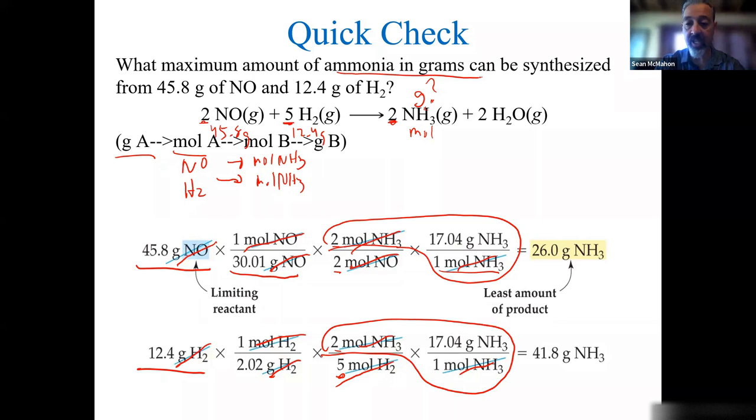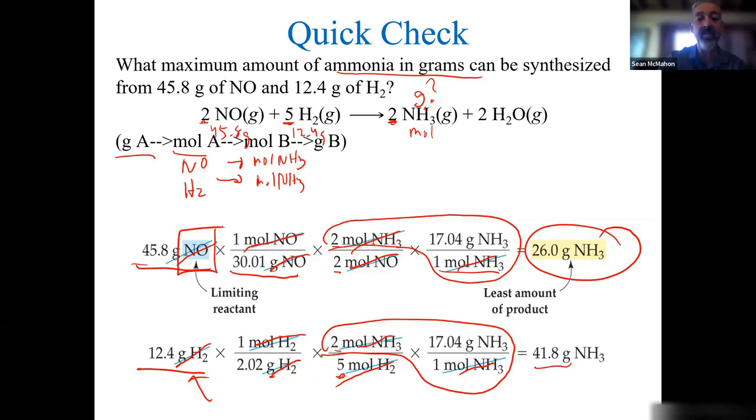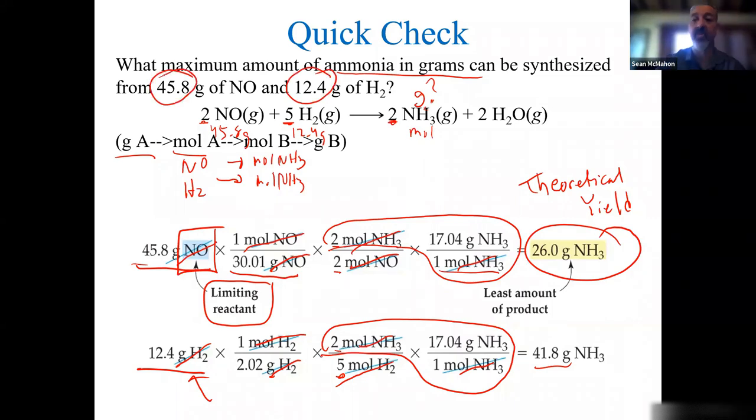But when I perform the calculation, I see the smaller quantity between 41.8 grams of ammonia that could be produced by the 12.4 grams of H2, I see that the smaller quantity is actually the 26 grams of ammonia that's produced by the 45.8 grams of nitrogen oxide. So my nitrogen monoxide is my limiting reactant. And I produce, theoretically, my theoretical yield is 26.0 grams of ammonia. Why 3 sig figs? Because the answers started with 3 sig figs.